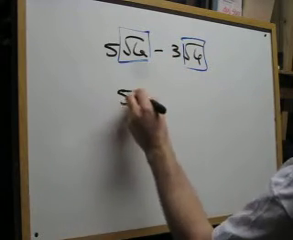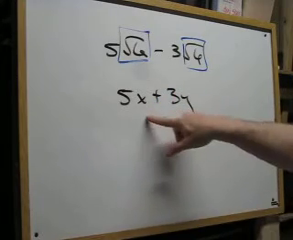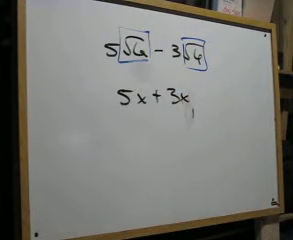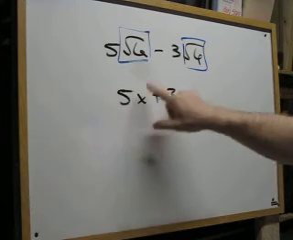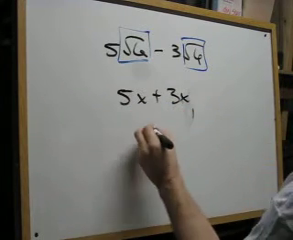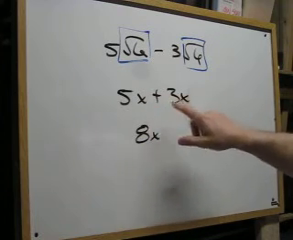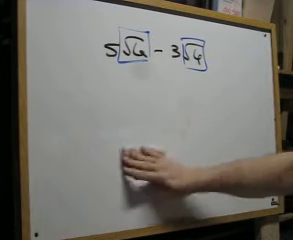I can't add 5x plus 3y because my variables are different. If my variables were the same and this were an x, I could combine those. And what do I do when I combine those? I take 5 plus the 3 and get 8, and I just drag the x. It's kind of like 5 quarters plus 3 quarters equals 8 quarters. It's the same way when it comes to radicals.